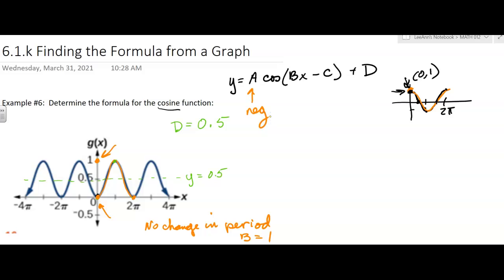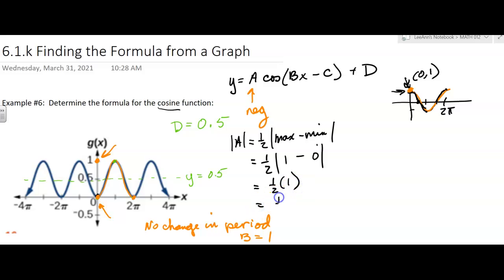Now, what is the amplitude? Well, the absolute value of the amplitude is equal to 1/2 the max minus the min. Well, the max is 1 and the min is 0. So that's going to be 1/2 of 1, and that's going to be 1/2 or 0.5. I'm not sure if you want to use decimals or fractions. So kind of weird, but that's going to be your A.